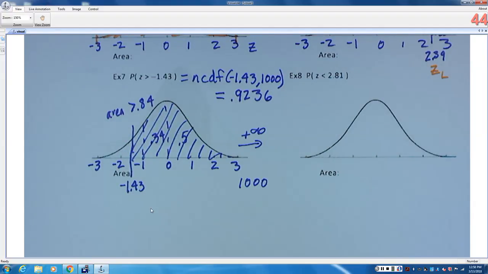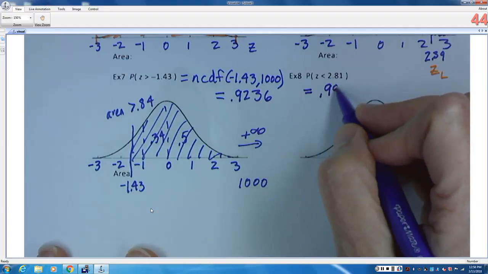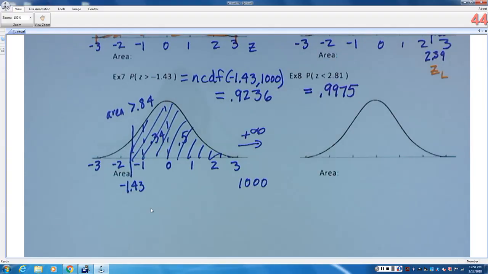And then the last one, if you do it, you should get 0.9975. So see if you get 0.9975. Shade and label. And we'll be on the inverse normal distribution as soon as we take a break. So we can take a break.